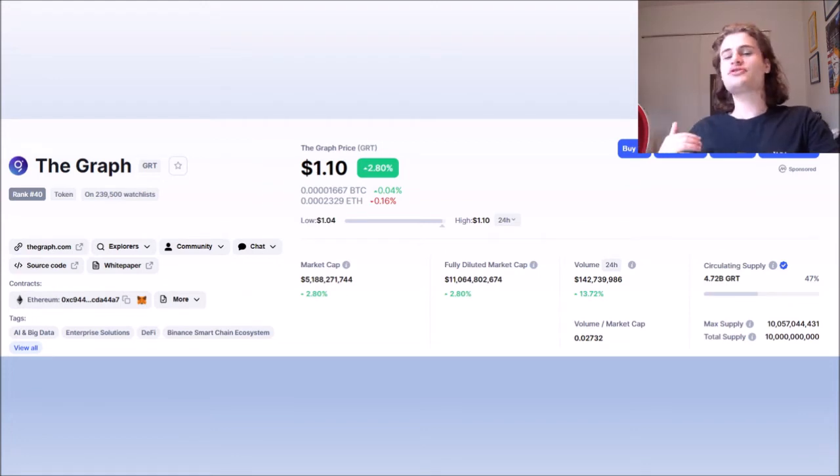As a direct result, the market capitalization of the graph is 5.2 billion, but the fully diluted market cap is 11.1 billion. Of course, we do want to be looking at the fully diluted market cap and seeing where this fully diluted market cap will go, as there is a bit more inflation in store for GRT.